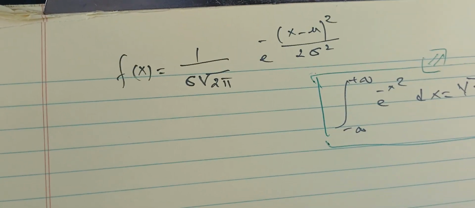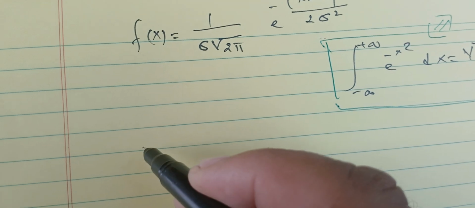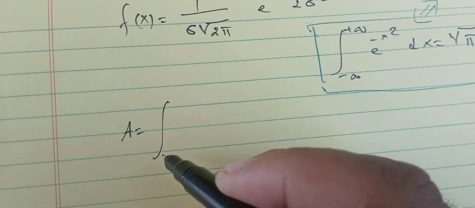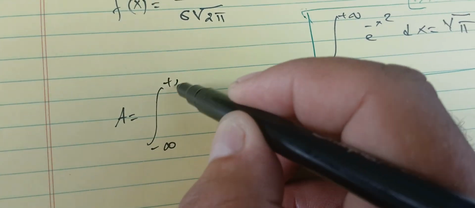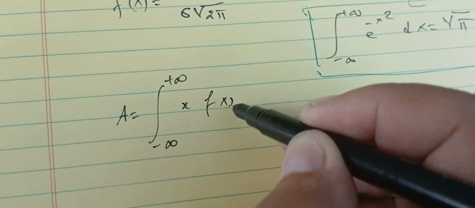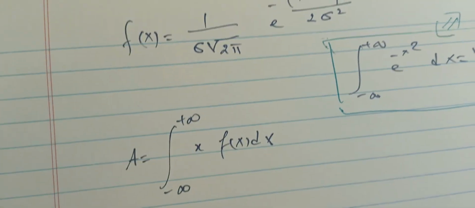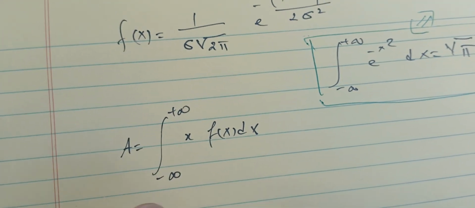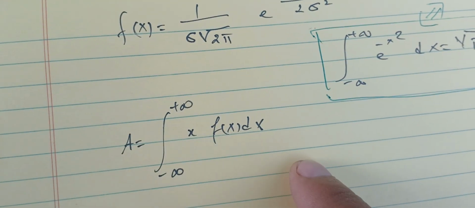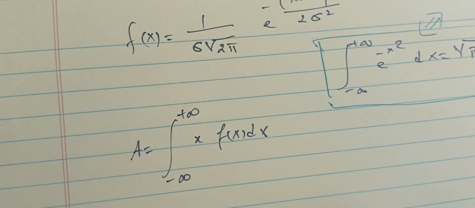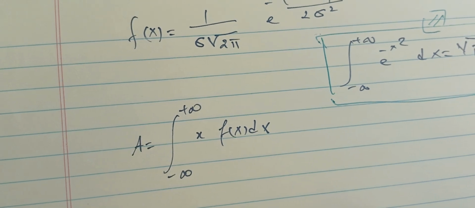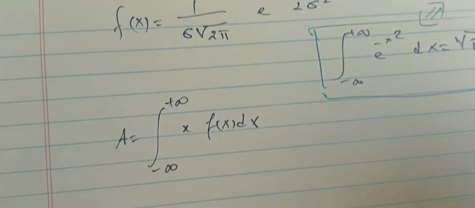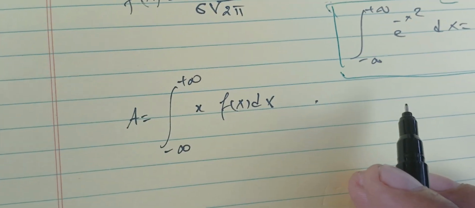Now we can use the definition of the mean. Let's call it a. So it's going to be the integral between minus infinity and plus infinity of x f of x dx. Now we have the probability density function, we have this integral, we have the definition. You can work this one out by yourself and find the mean. You can stop here and start working out this problem by yourself. Otherwise, let's continue.